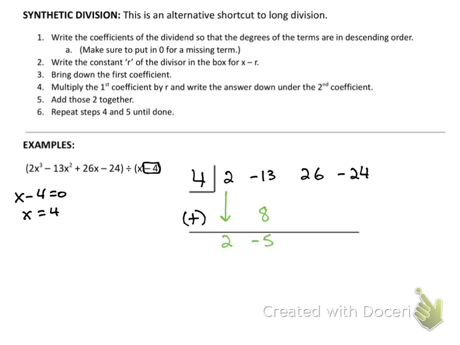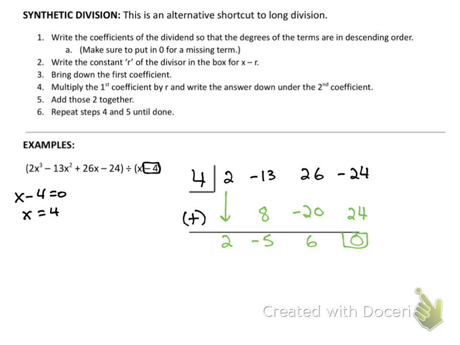All right, I'll keep that same pattern. 4 times negative 5. Negative 20. Add them together. It gives me 6. 4 times 6 gives me 24. Add them together. So I have no remainder here. That last part right there, where I circled that last box, that's always going to be the remainder in synthetic division.